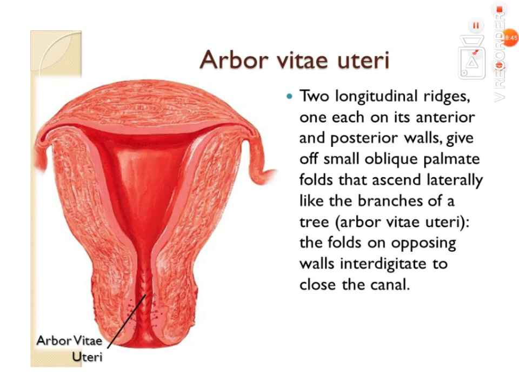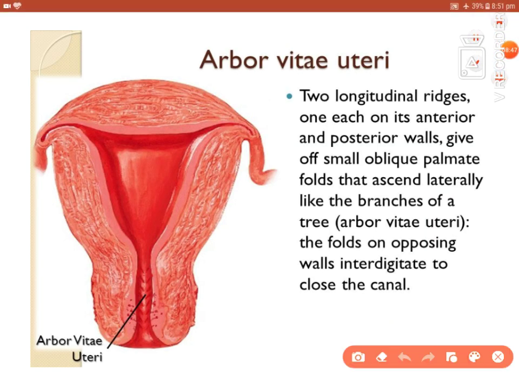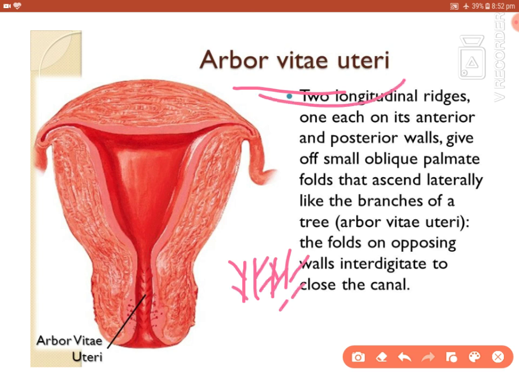Here you can see the mucosal ridges in the cervical canal. Those are called the arbor vitae uteri, longitudinal ridges with lateral folds. They help to close the cervical canal.